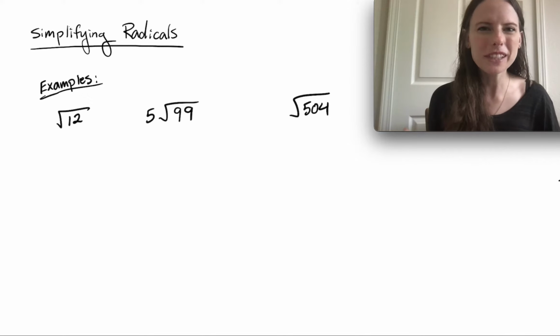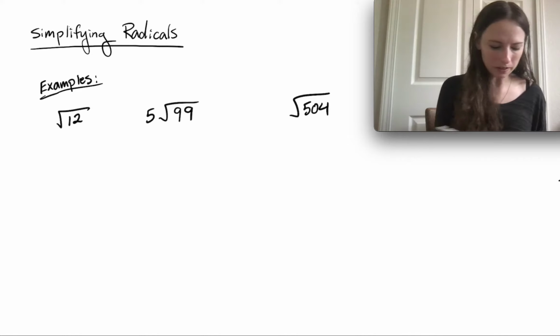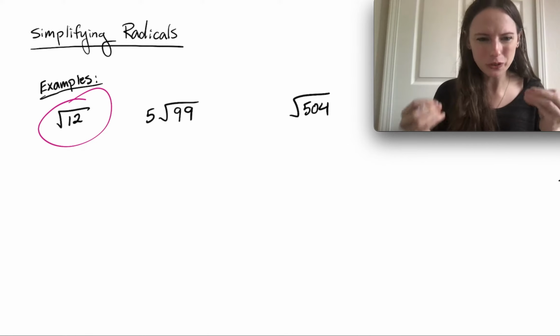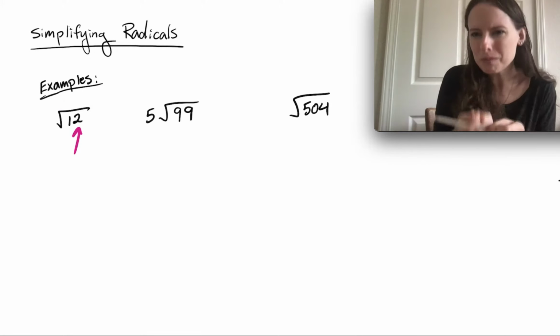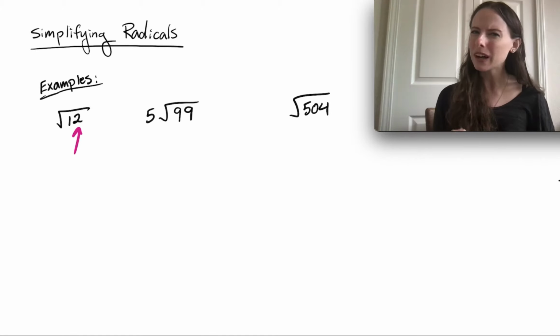In this video, we'll be talking about simplifying radicals. So let's start with this first problem, the square root of 12. Now, to simplify a radical really means that you look at the number under the radical and you try to get as much of that number out from under the radical symbol as possible.